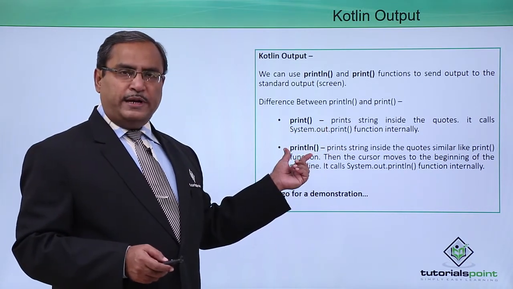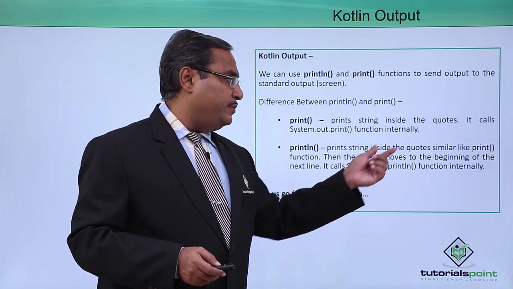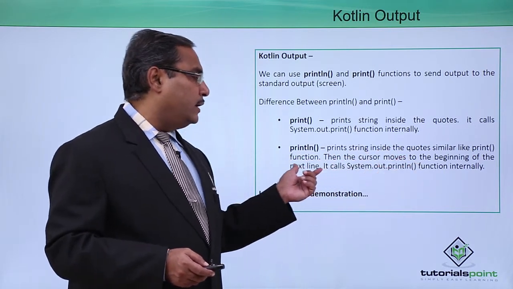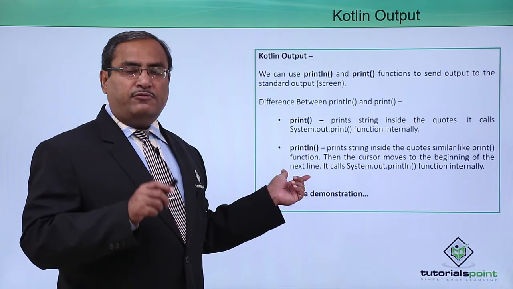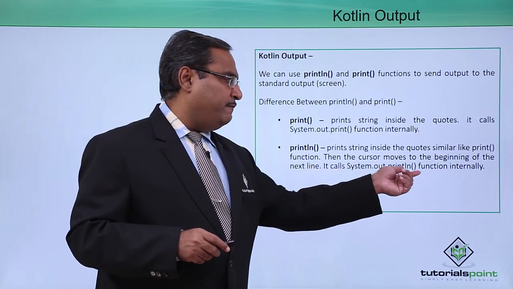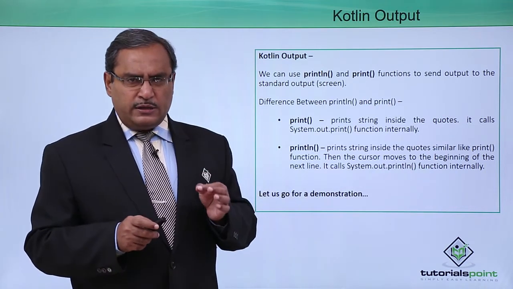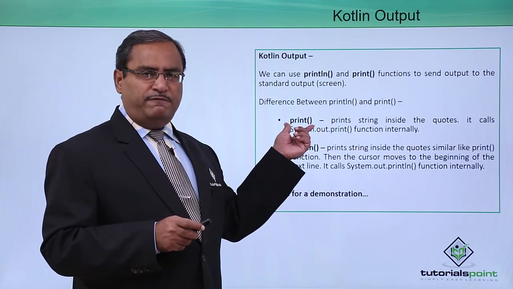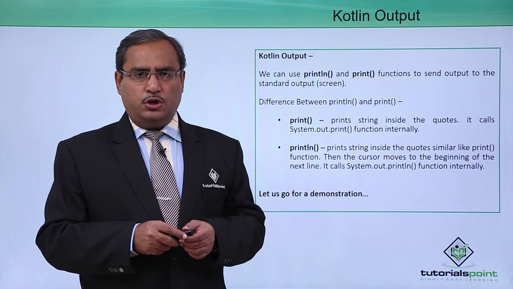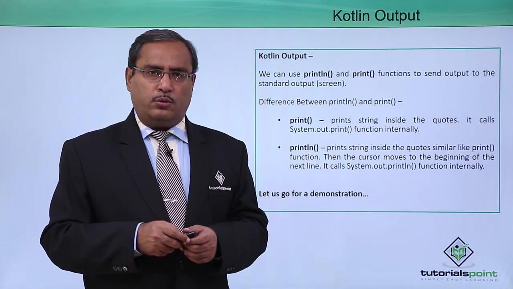When you call println, it prints the string inside the quotes similar to the print function, and then the cursor moves to the beginning of the next line. So it has a trailing new line character, and it calls the system.out.println function internally. In this way, there is a very small difference between the print function and the println function. Let us go for one demonstration where we shall show you the usage of these functions in our Kotlin code.